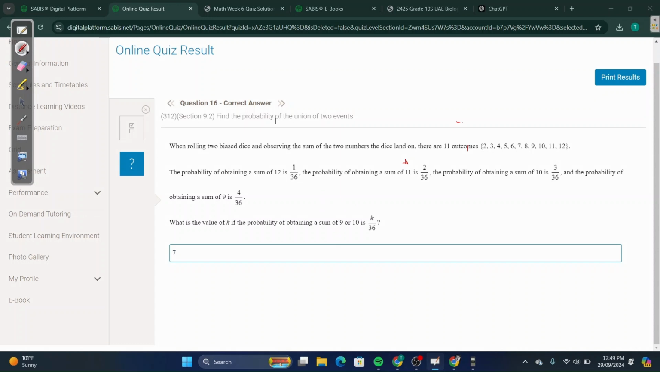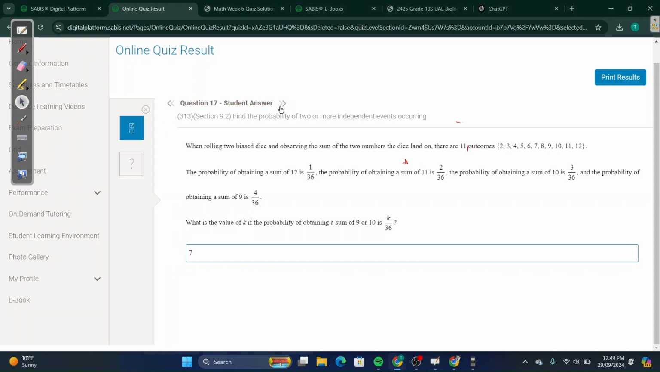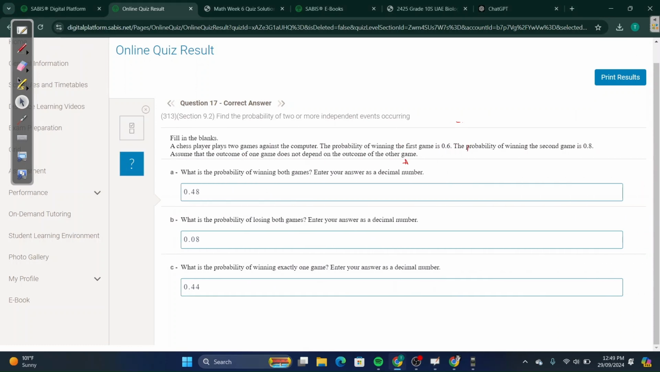So what's the probability of obtaining a sum of 9 or 10? Just add your two probabilities together. 4 over 36 plus 3 over 36 is 7 over 36, and that's your final answer. Question 17.